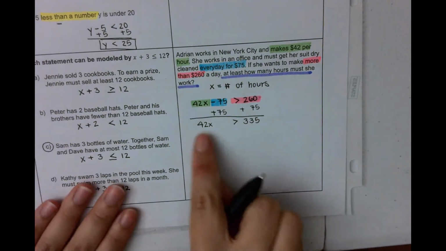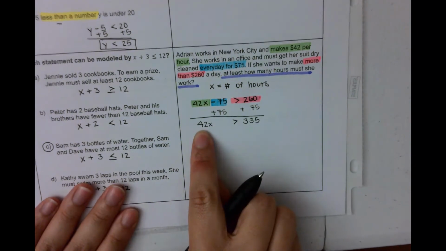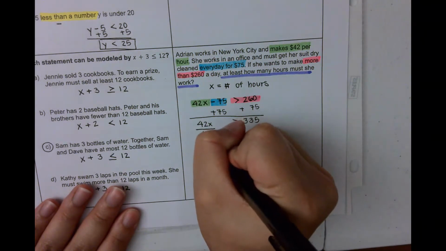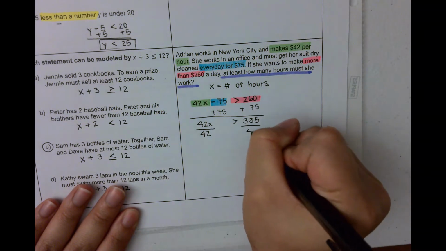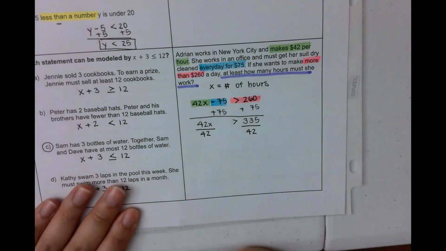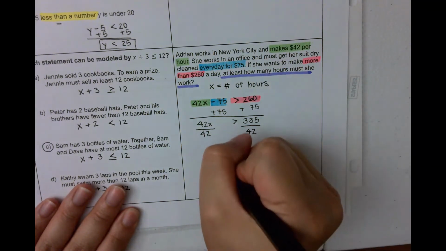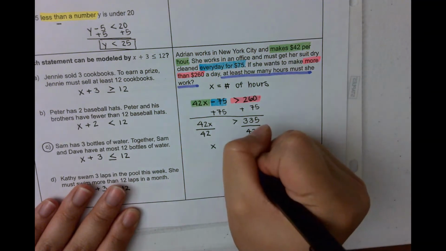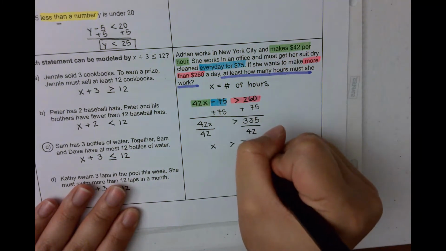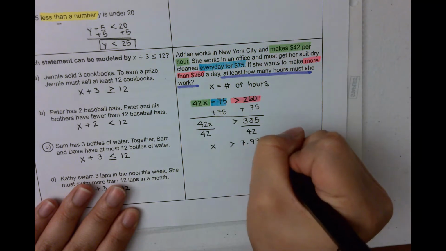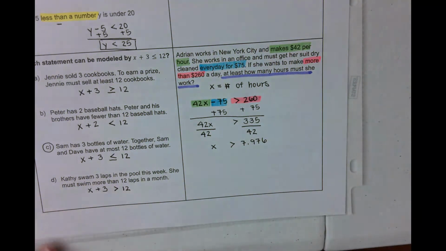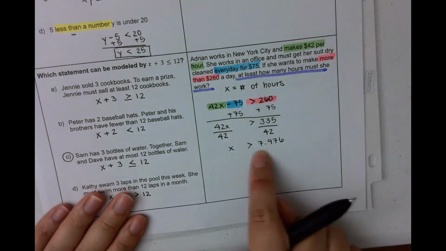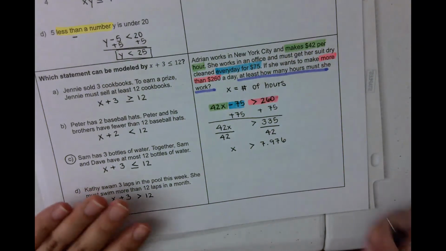Next I need to get rid of this 42, since it's 42 times x. I get rid of it by dividing by 42. So 42x divided by 42 is x. And then 335 divided by 42 is approximately 7.976. And since she wants to make more than that, she needs to work more than 7.976 hours.